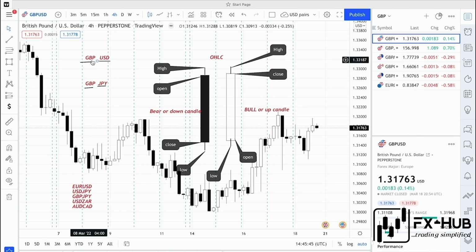Now let me quickly use these pairs to explain this concept: the base and the quoted currency. This is the base currency and this is the quoted currency. What does it mean? Please pay very close attention to this. The chart expresses the value of the base currency in the price of the quoted currency. Now currently we're on GBP USD. Can you get me? Currently we're on GBP USD. It means that, as at, let me just move my cursor to anywhere.